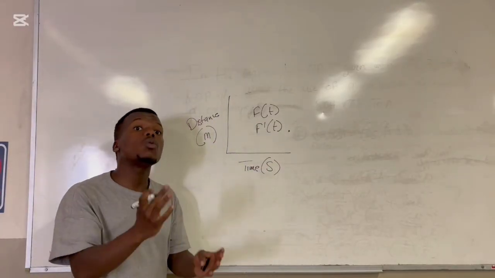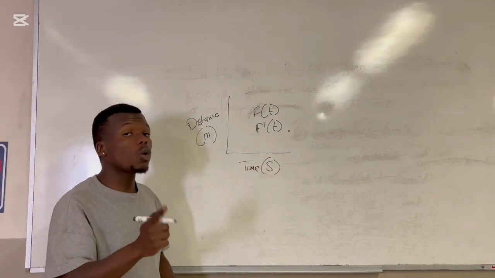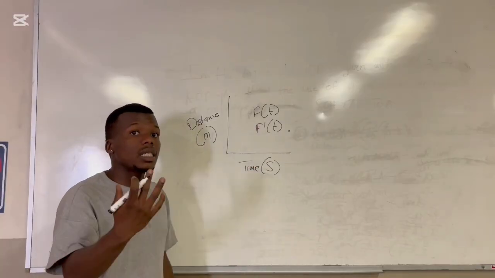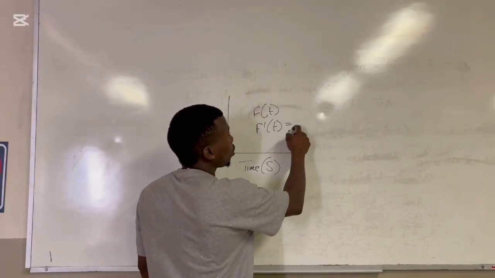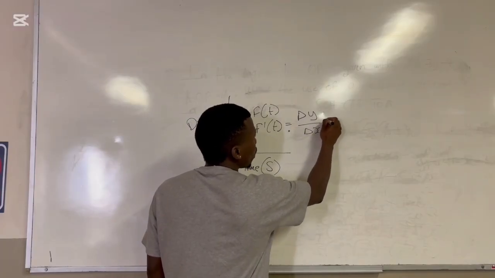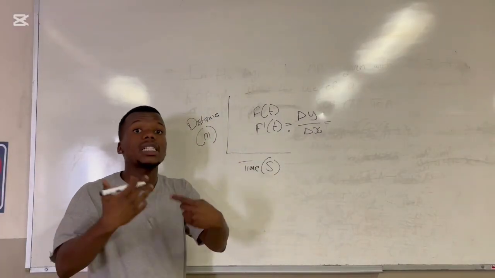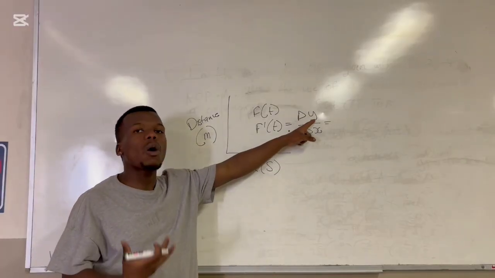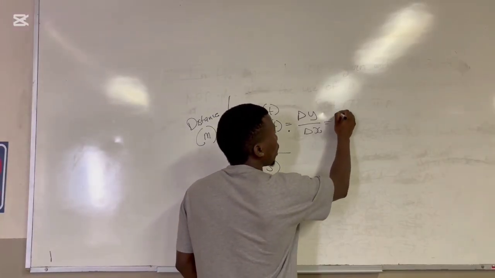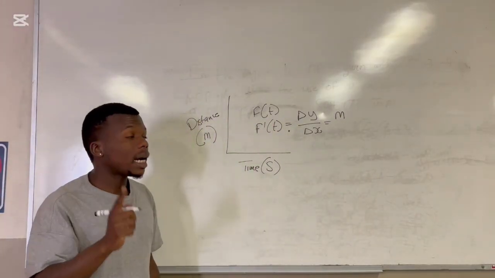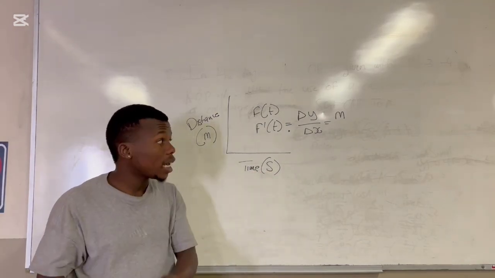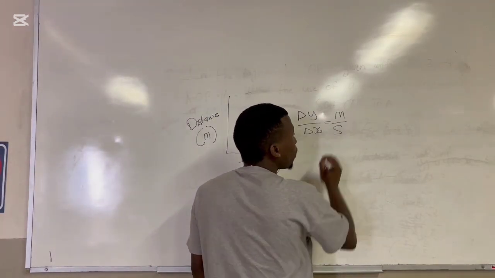Remember we said gradient or rate of change is always equal to the first derivative, which is f prime of t. This is always equal to change in y divided by change in x. Now let's check. Change in y is our distance, which is measured in meters. In other words, on my numerator, I'm going to have meters. And then change in x, which is time, is measured in seconds. It means on my denominator, I have seconds.